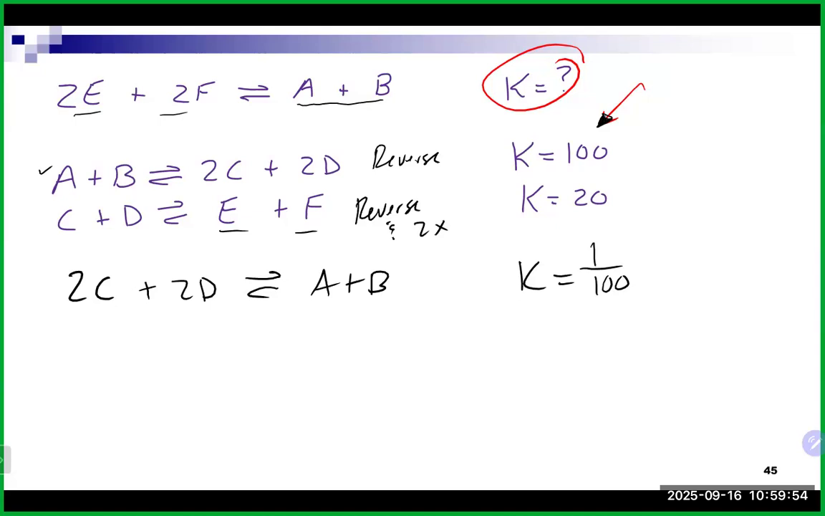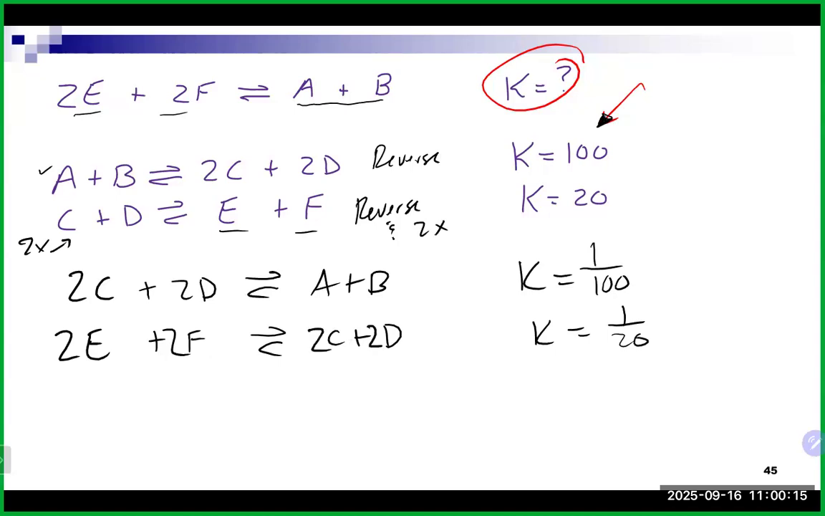So I'm going to first reverse it here. So that will take me to E plus F goes to C plus D. Again, by reversing it, I am going to take 1 over the K value. I also need to multiply it by 2, which means I will end up with 2E plus 2F goes to 2C plus 2D. Once again, we're not going to multiply the K by 2, but take it to the power of 2.